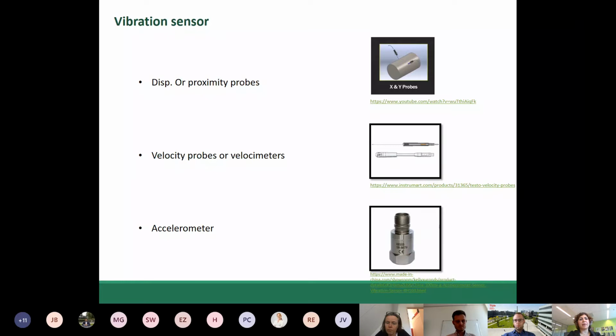Generally, we have 3 types of sensor. We have the sensor that measures displacement, which they named proximity probes. We have velocimeter and we have accelerometer. And the best location to mount the sensor is usually the bearing location of each component, unless it is not possible, maybe because it is covered.